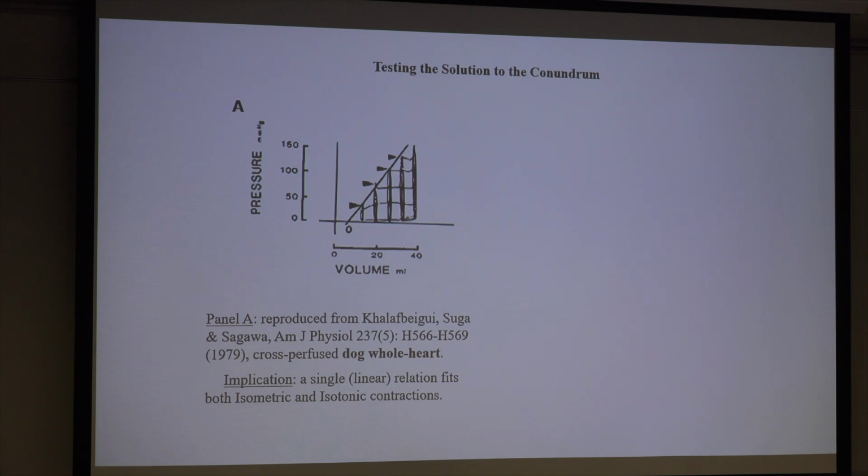And here we have, from the horse's mouths themselves, Suga and Sagawa, in their cross-perfused, blood-circulated dog whole heart preparation. You can see that they've increased the volume of the heart artificially up to 40 mils, and then had the heart contract isovolumetrically or using afterloaded contractions, and bingo, they all fall on the same straight line. Exactly the equivalent of Suga's straight line that we have shown in the iso-efficiency paper.